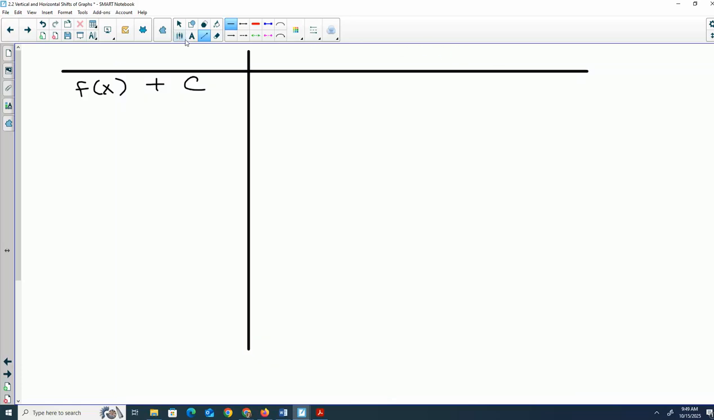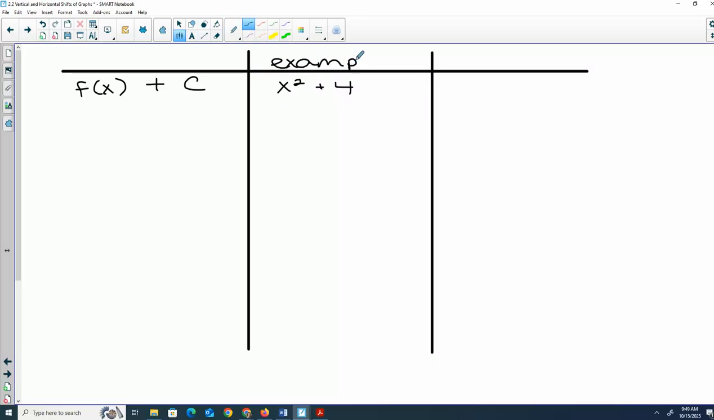for example, if I said like x squared plus 4, what happens if you add something onto the end? Do you know how it will shift our graph? Use your graphing calculator real quick. I want you to plug in x squared plus 4. So go to your y equals x squared plus 4. How does that look in comparison to the regular x squared, the regular parabola?